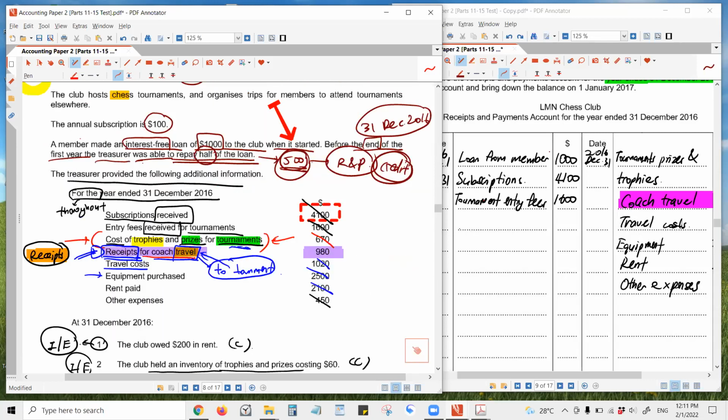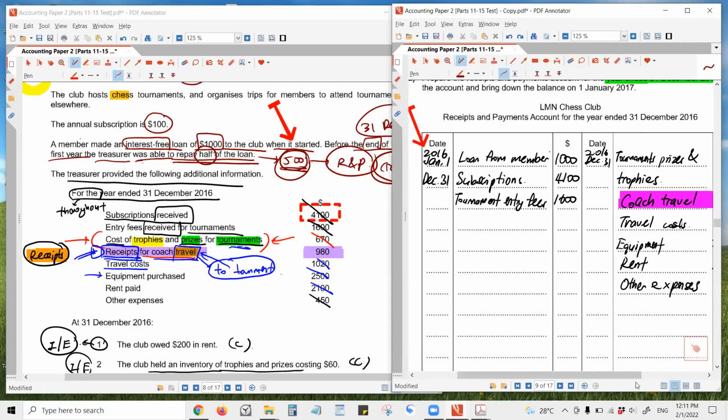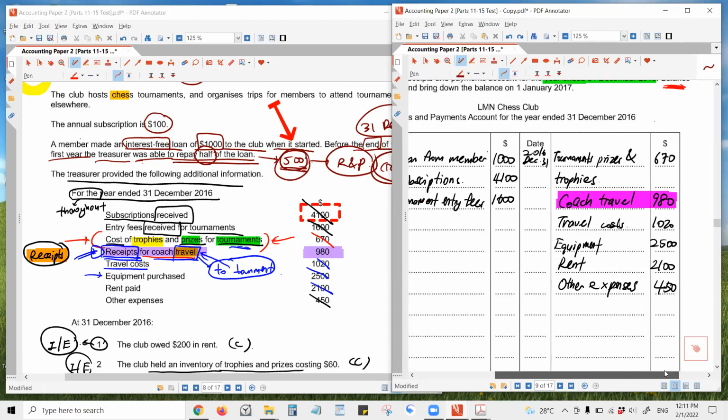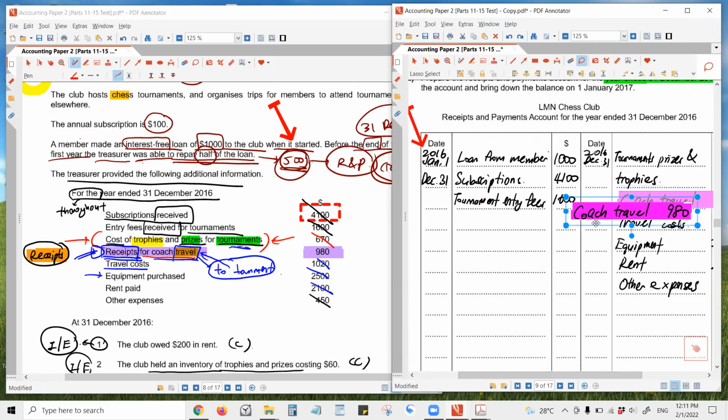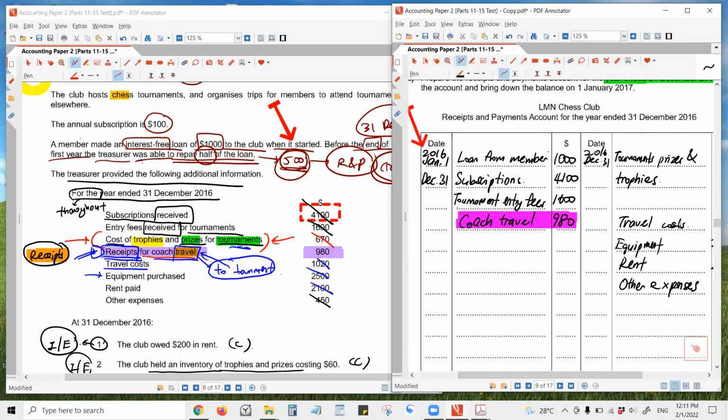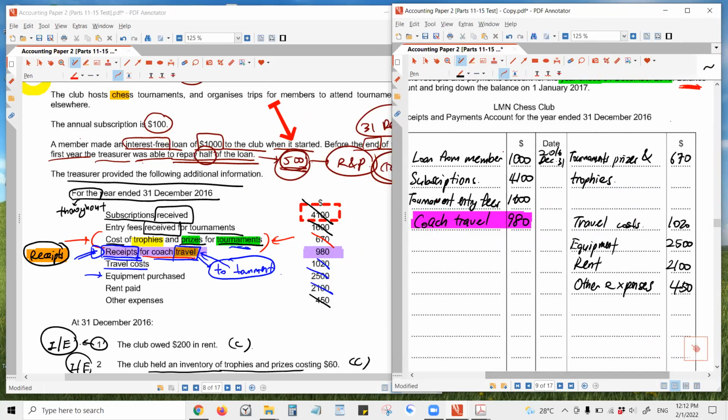That means we have to change the 980 to the debit side. It is the transportation fee that you collected from the participant of the tournament. Initially, I thought that coach here refers to the trainer, the chess trainer, but it appears that it's not. So put it to the debit side. It's okay to have this area empty. They won't deduct any mark from you.